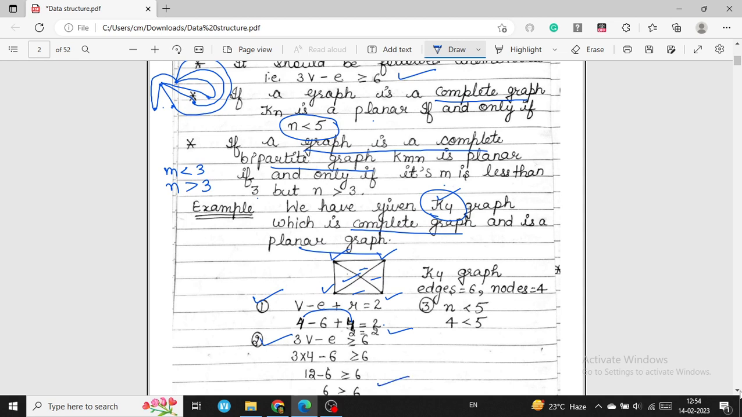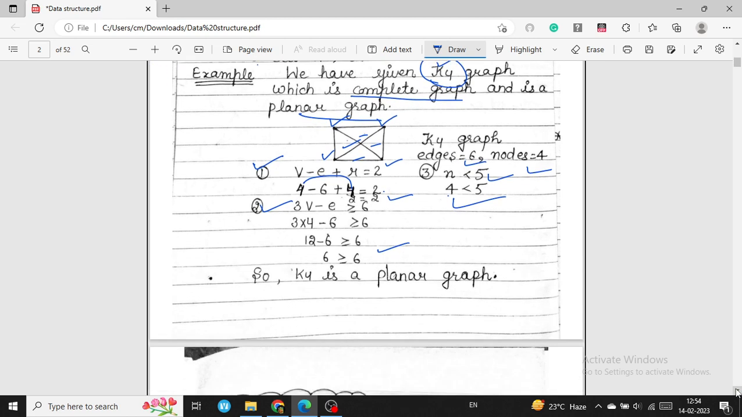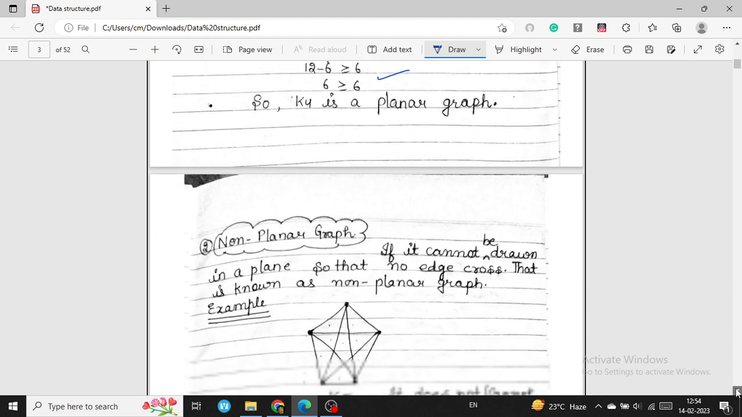Yes, it also satisfies this rule. And the next rule: edges are given 6 and nodes are given 4, and nodes are less than 5. Yes, there are 4 total nodes. That's why it also satisfies these rules. So we can say this is a planar graph. This graph, which is a complete graph, is a planar graph.